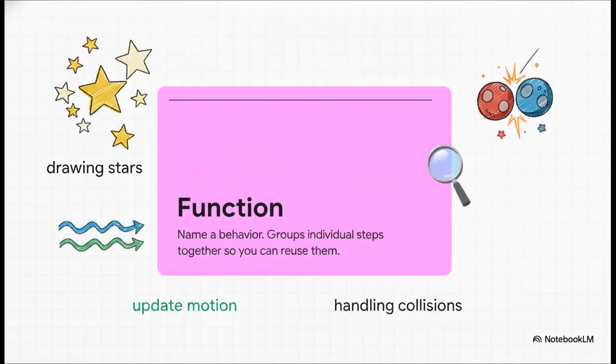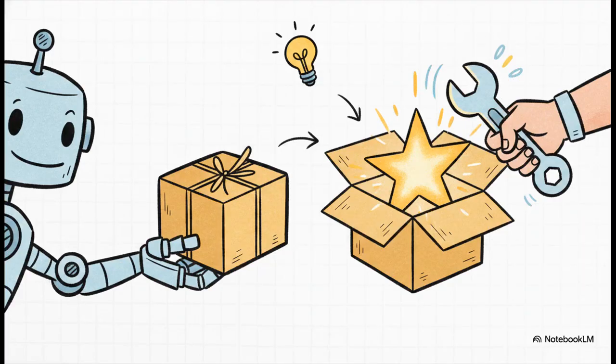Now, to keep things organized while your computer is running at that blistering speed, we use functions. Simply put, a function lets you name a behavior. It allows you to group a bunch of individual steps together into one neat little package and then reuse them whenever you want, whether that's drawing stars, updating motion, or handling collisions. By grouping the steps for a behavior, like, say, moving a star, you save an incredible amount of time.